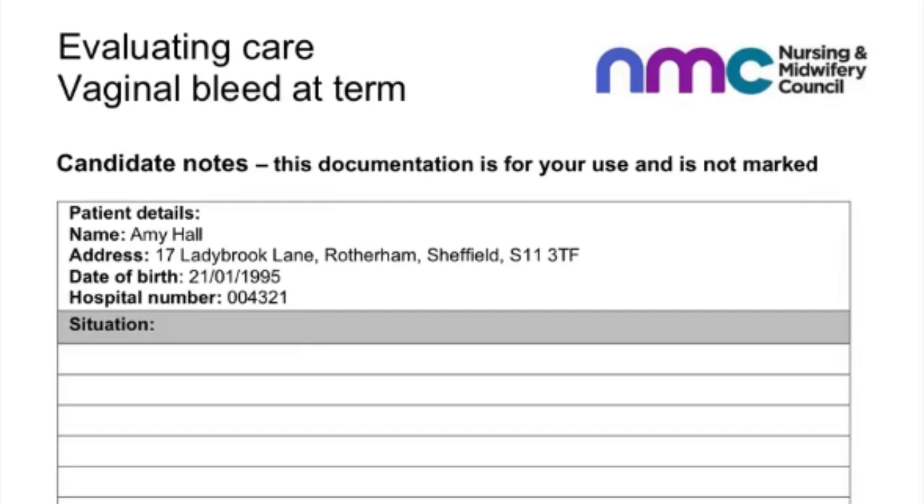The evaluation station is a pretty straightforward one. So the major thing to note about this evaluation station is it's a verbal station, so you'll be marked based on what you say. You have a document to write a couple of things on, but you will see right here it says candidate notes. This documentation is for your use and it is not marked. So whatever you write on this paper, it really does not matter. The most important thing is what you say.